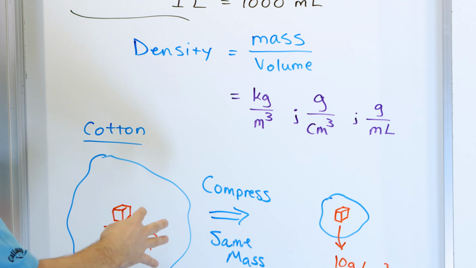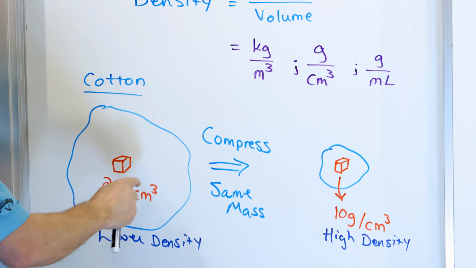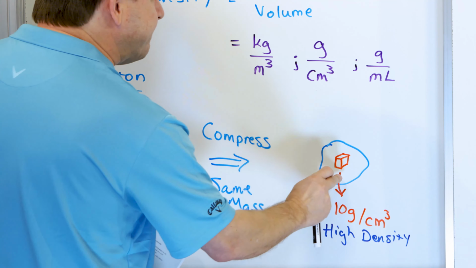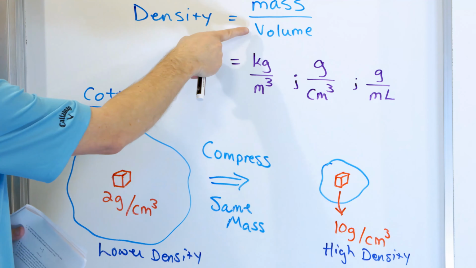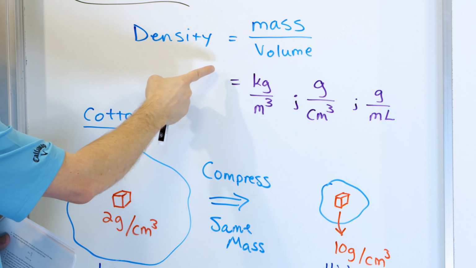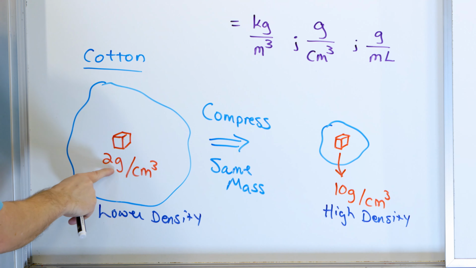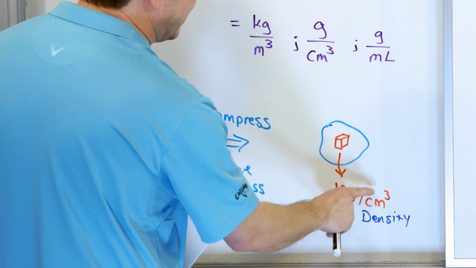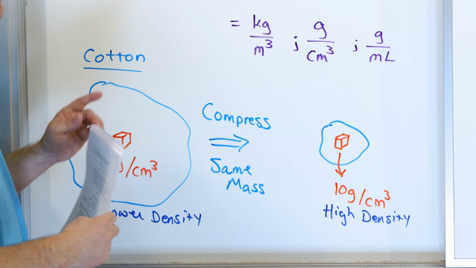And so intuitively, if we take a mass of something, maybe it has this much density, and we compress it, it retains the same mass, but the volume is smaller. So because the volume goes down, we divide by a smaller number, the density goes up. So it might go from, for instance, 2 grams per cubic centimeter to maybe something like 10 grams per cubic centimeter. We talked about that.